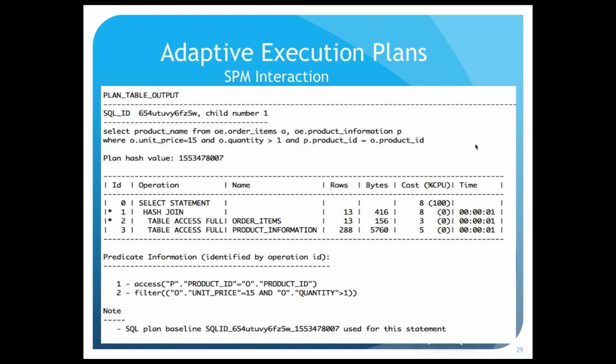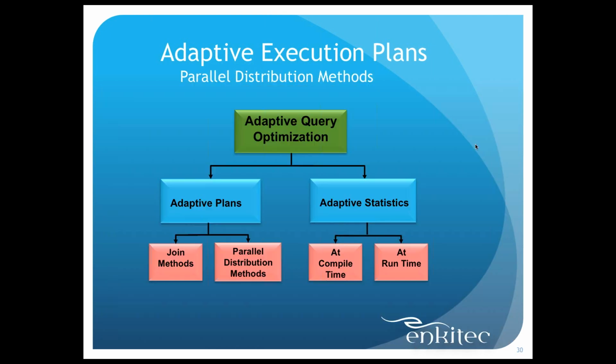All right, so here's just an example. I created a baseline on this particular statement, the same one that we looked at earlier. You can see that it created a baseline on the hash join plan. It's no longer marked as adaptive. It just says that it used the baseline to recreate the plan. All right, so that's it for join methods on the adaptive plans.